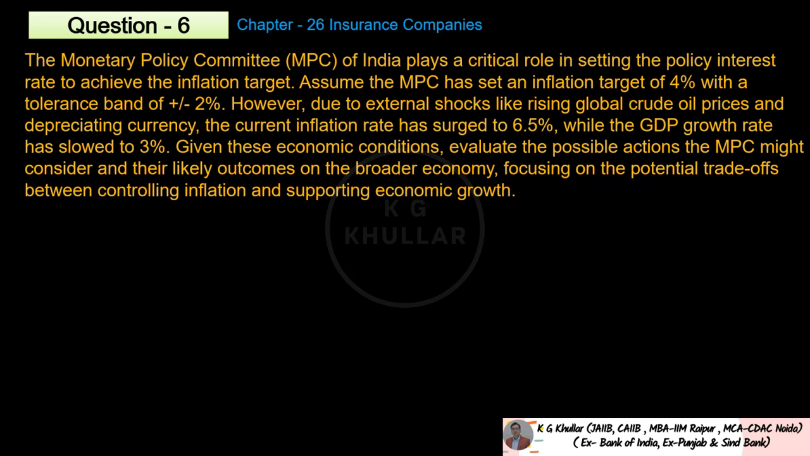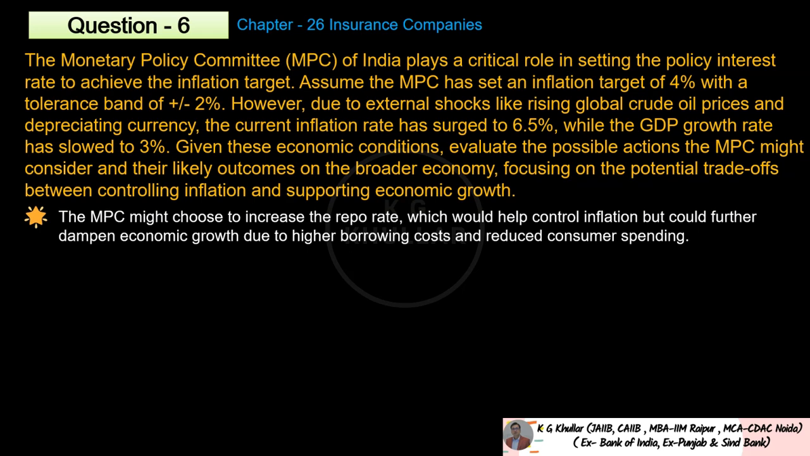And these options are given to you. That is, first option A is the MPC might choose to increase the repo rate, which would help control inflation but could further dampen economic growth due to higher borrowing costs and reduced consumer spending.